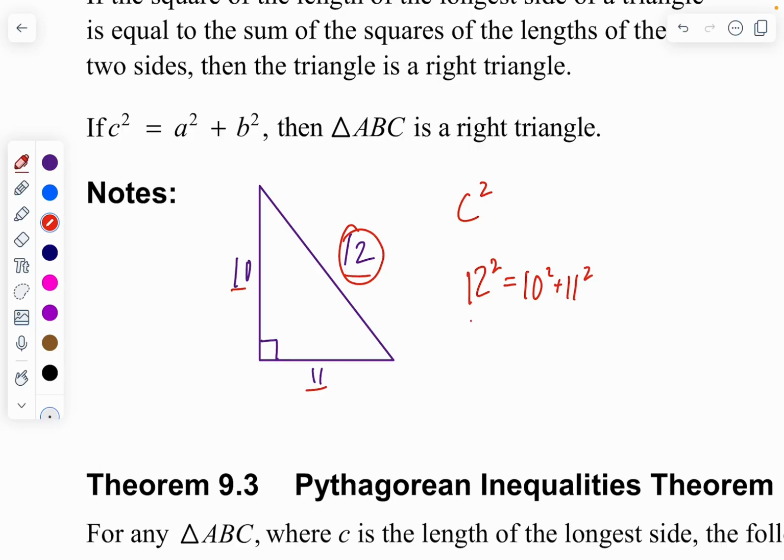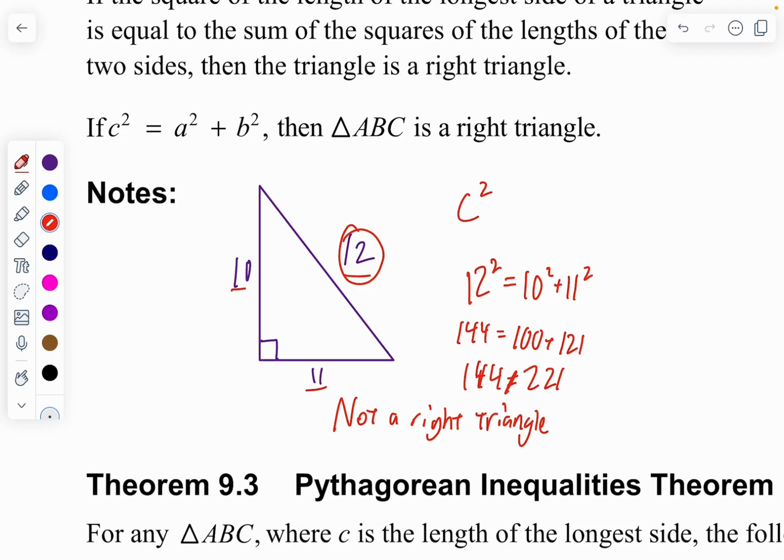Let's test it out. 12 squared is 144. 10 squared, 10 times 10, is 100, plus 11 squared, which is 121. That's not going to work, because 221 does not equal 144. So is this a right triangle? No, it's not. This is not a right triangle. It's a triangle, but it's not a right triangle.